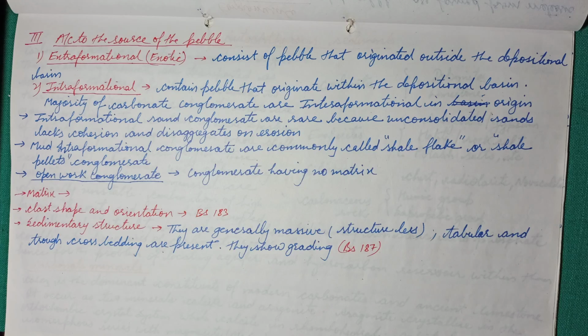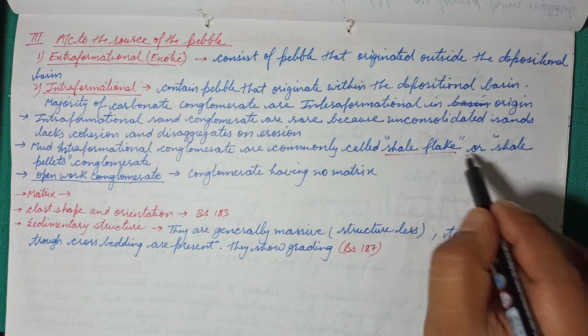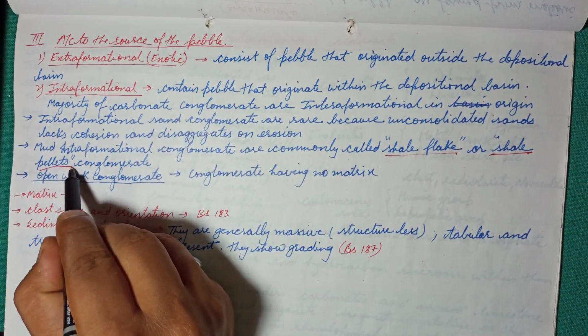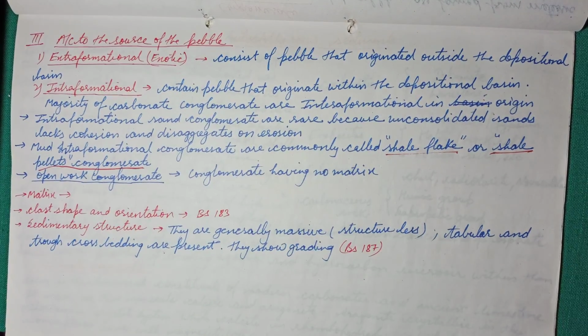Okay, so the mud intraformational conglomerates are commonly called shale flake. So another term you see here, mud intraformational. These are also called shale flake or shale pellet conglomerate. See here, shale pellets conglomerate.